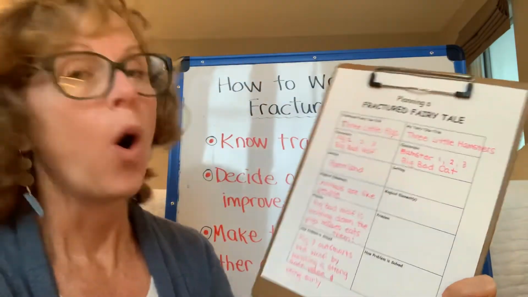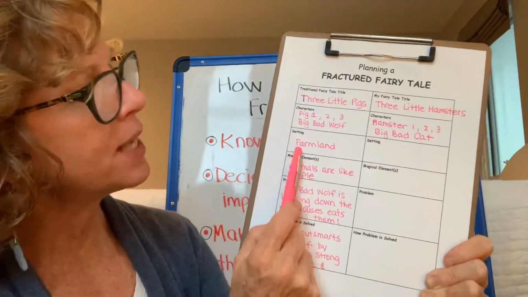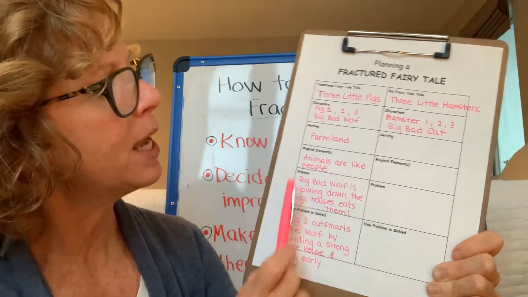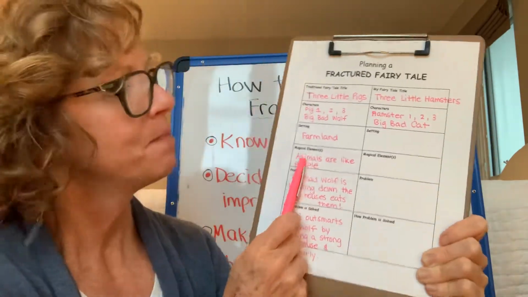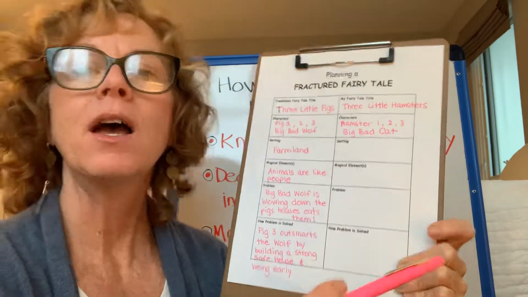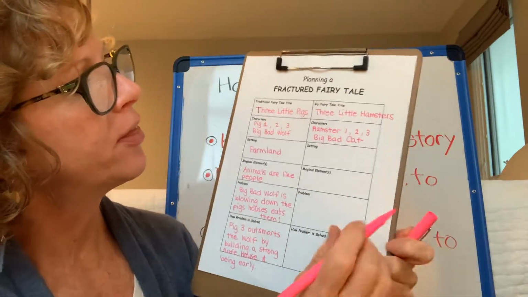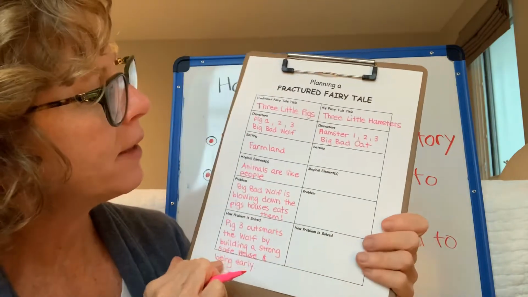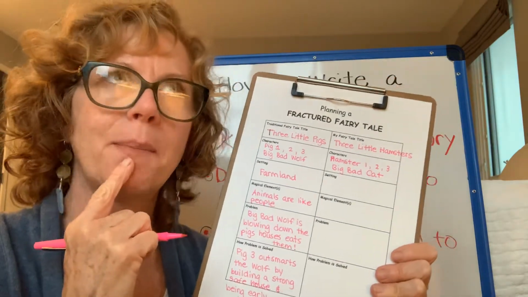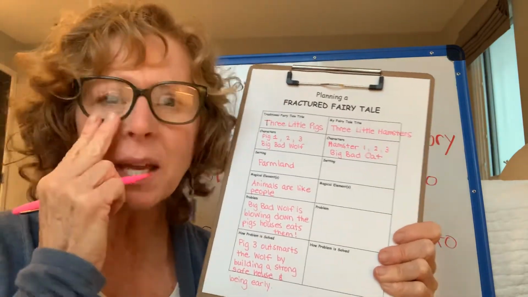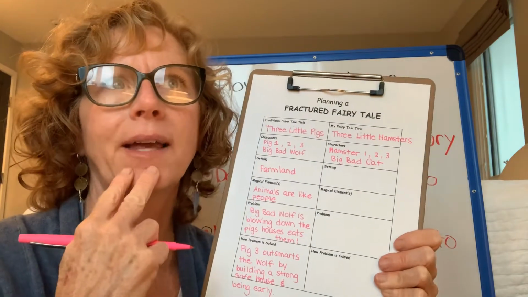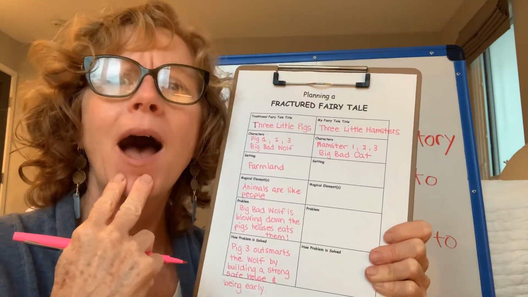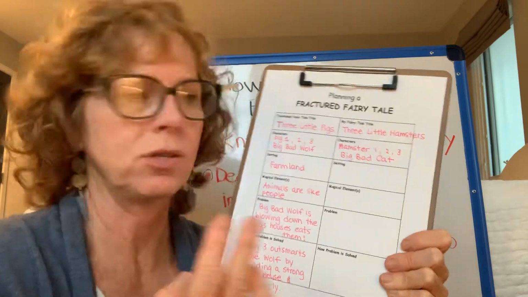Oh, the setting. So the setting for the traditional story is farmland. The setting for the Three Little Hamsters is going to be, I think, well, I could put it in a pet shop. I think I'm going to put it in a neighborhood. Like, I could put it in a house.